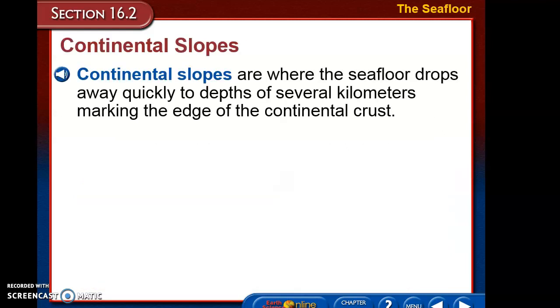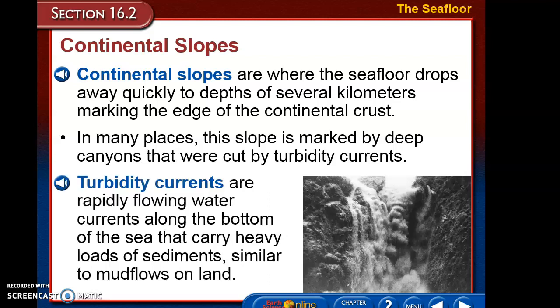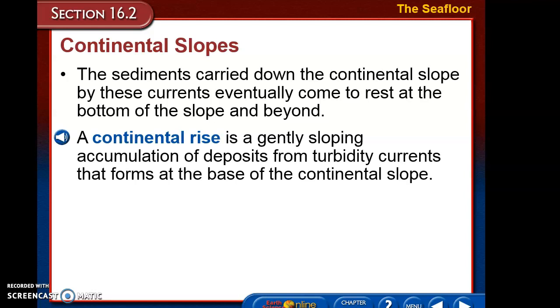So your slope is where the seafloor drops away quickly to the depths of several kilometers. A lot of times there are some deep canyons that were cut by these currents. When you have these huge currents, they'll drag a bunch of sediments down with them, and they kind of rest at the bottom, and that's your continental rise. Kind of like if you have a landslide on a mountain and where all those rocks rest, that's kind of the same sort of thing.